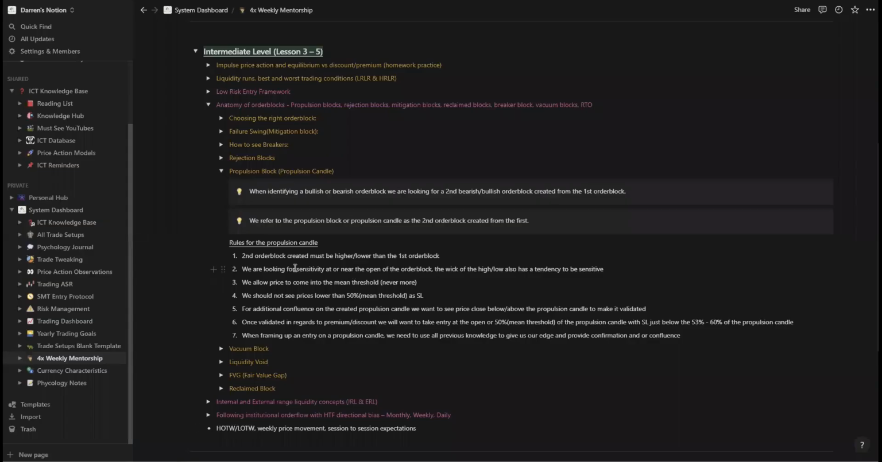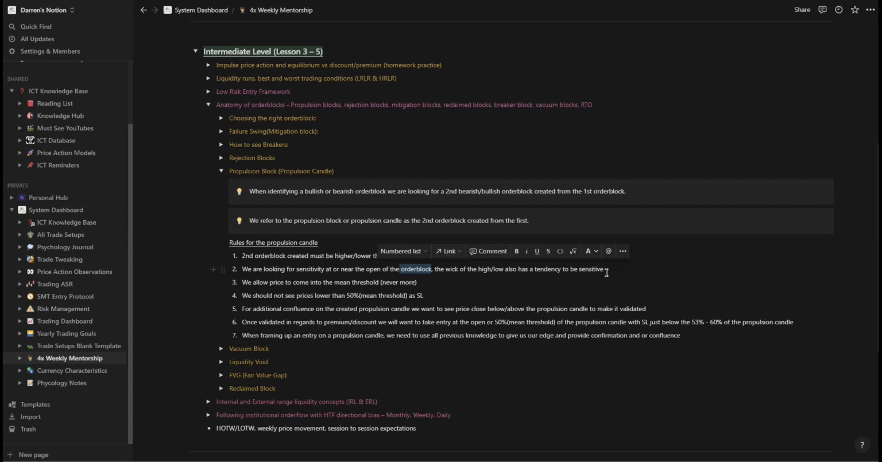Let's just quickly look over here. So rules for a propulsion candle: second order block must be created lower or higher than the first order block. That's exactly what I've just said. We are looking for sensitivity at or near the open of the order block. The wick of the high or low also has a tendency to be sensitive.